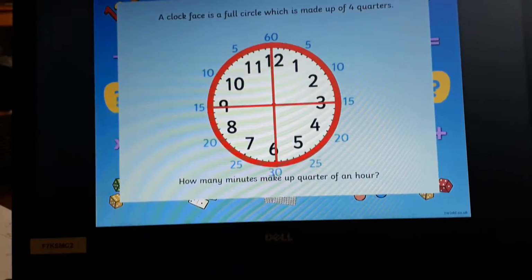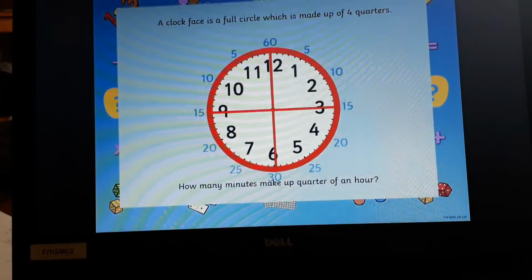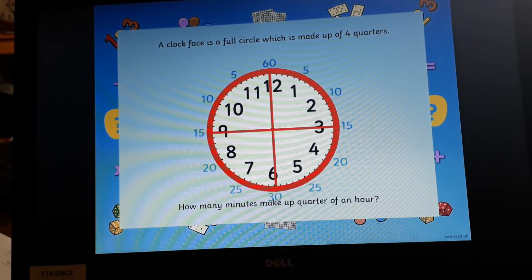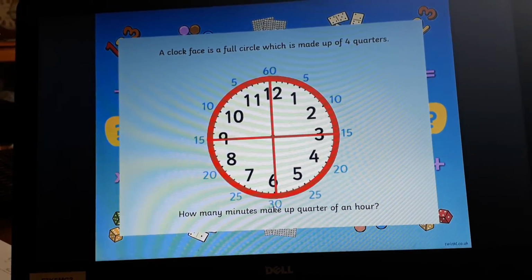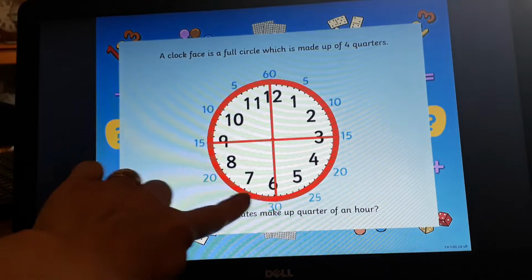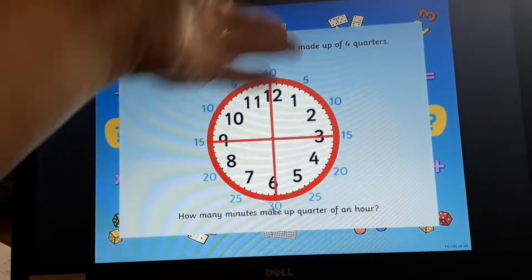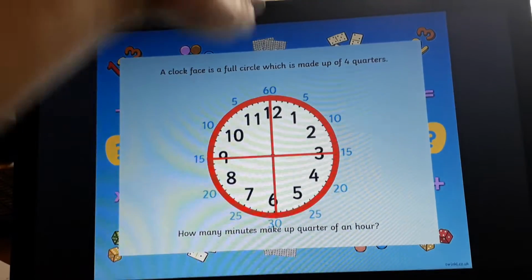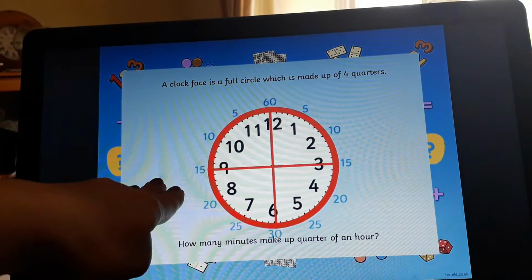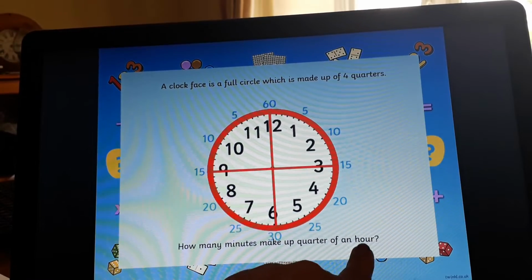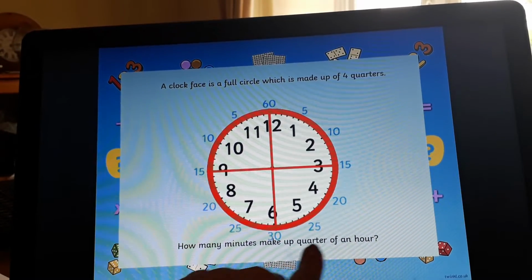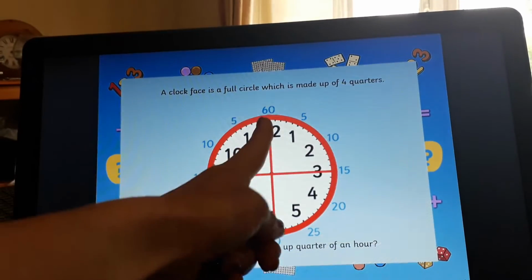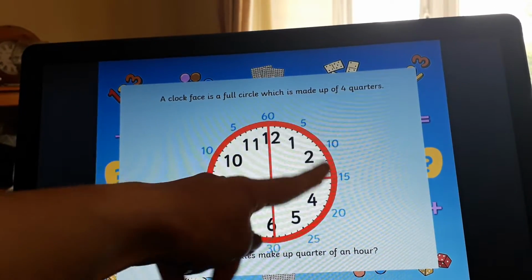Okay, here we've got our clock face. It's a full circle and it's made up of 4 quarters. So thinking back to when we did our fractions, it's a bit like looking at a pizza or a cake and when we were cutting it up. So like the clock here, you can cut it up into 4 quarters. So then we can really notice how many minutes will make up a 1/4 of an hour if you look at the clock. So there's our first quarter here.